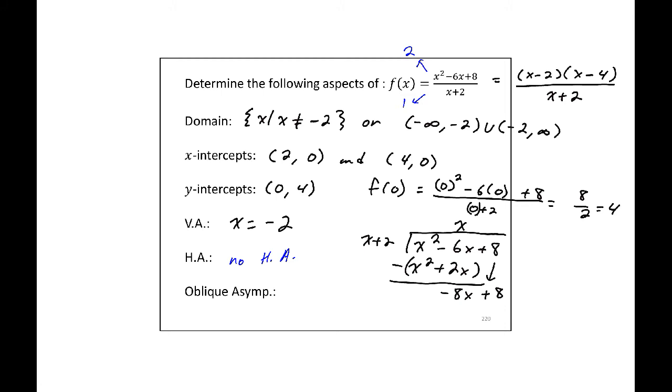Because we have a minus 8x, we'll have to say x times negative 8 would be negative 8x. So our quotient is now x minus 8. Multiplying minus 8 times x plus 2, we'd have minus 8x minus 16. Put that in parentheses and subtract it. And we get 24, so our remainder is 24. But that means that our oblique asymptote is y equals x minus 8.